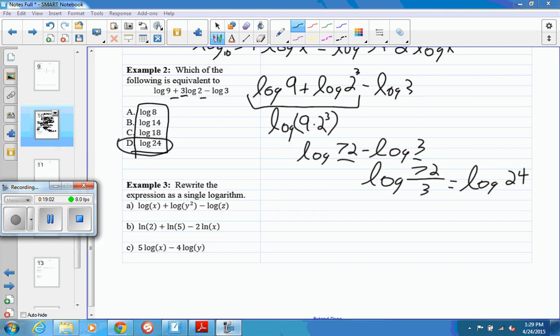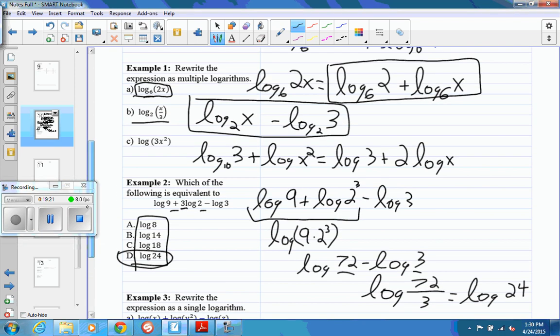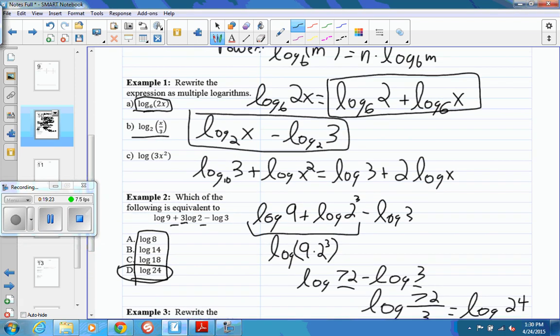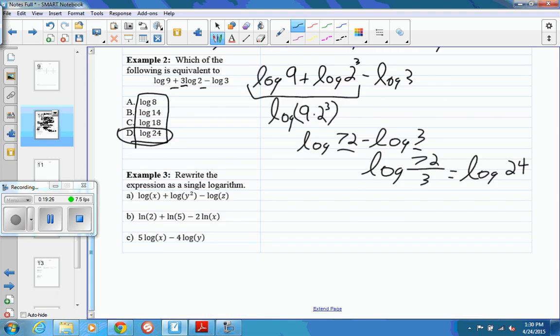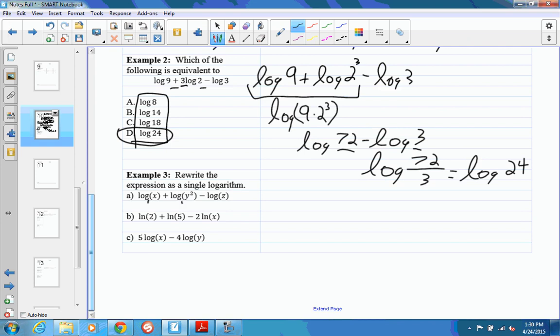If I give you log base 3 and then log base 3, as long as they're the same base, you can do all these operations. Remember, up here I have log base 6 and I split it up. Let's do this one here: rewrite the expression as a single logarithm. On all of these, notice that I don't have a base written.